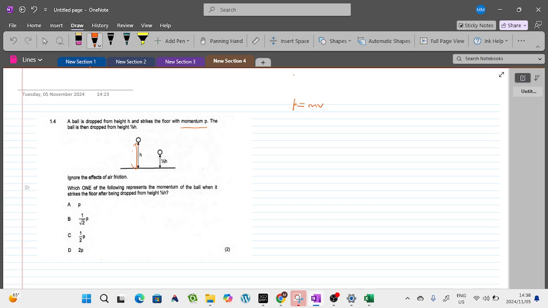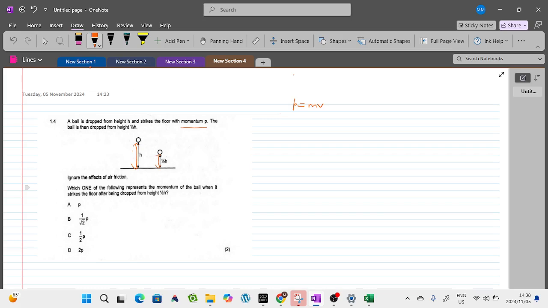Now they drop the same ball, which means the mass is still the same. But they drop it at a height which is half of that height. So if this height was 10 meters, then now they are dropping the ball at a height which is 5 meters. But they did not say the original height is 10 meters. I'm just saying it because I want to explain what half h means, for those who don't understand.